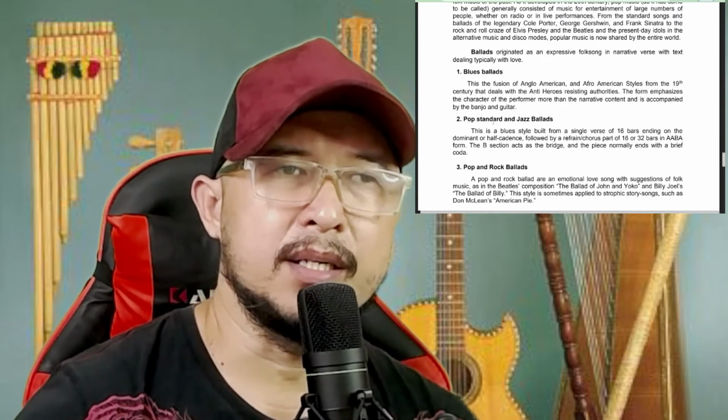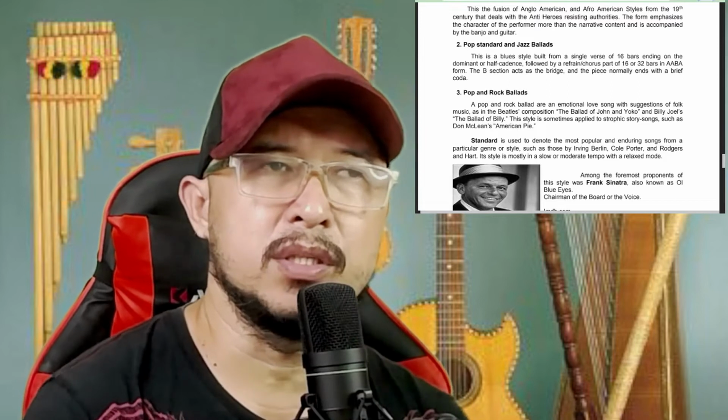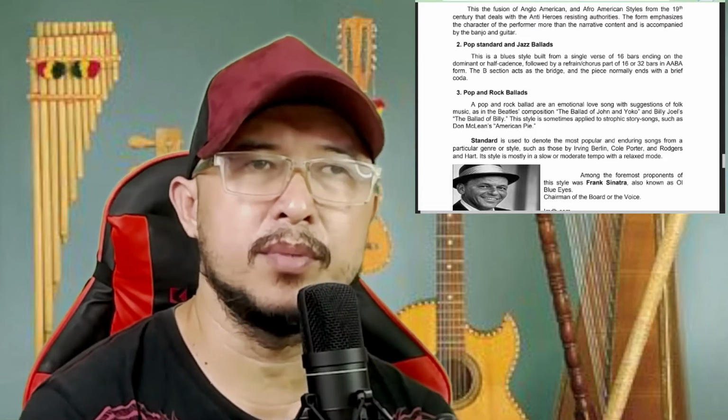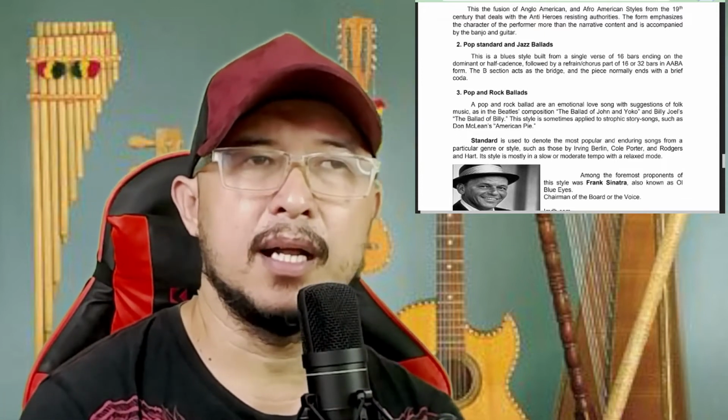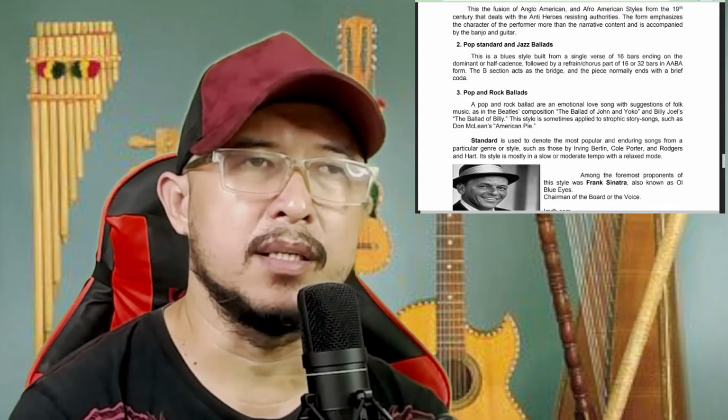The pop and rock ballads are emotional love songs with a suggestion of folk music, as in the Beatles' compositions like The Ballad of John and Yoko, and Billy Joel's The Ballad of Billy the Kid. This style is sometimes applied to strophic story songs such as Don McLean's American Pie. When we talk about strophic, we're talking about verses where the style of the first verse is repeated in the next verses and the next verses.